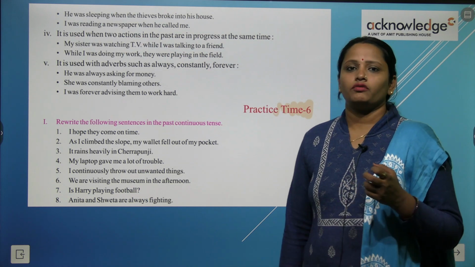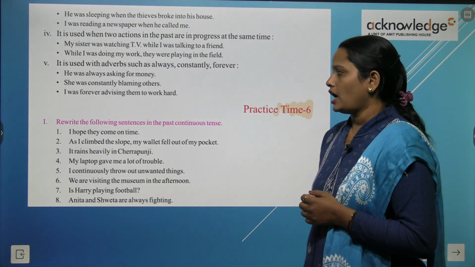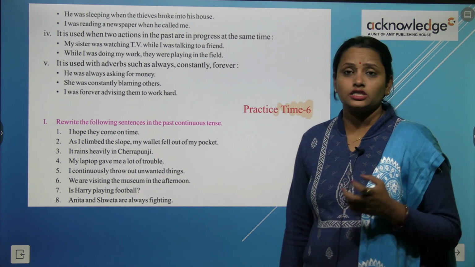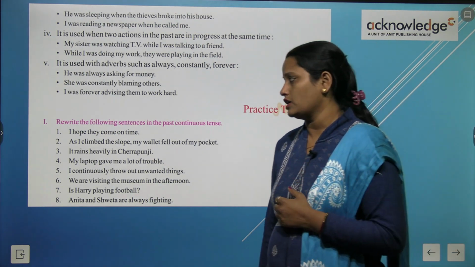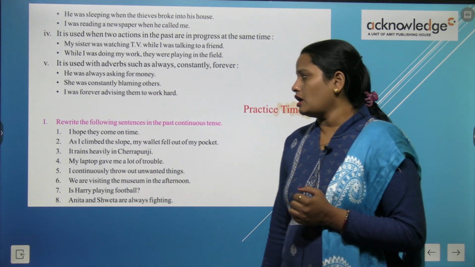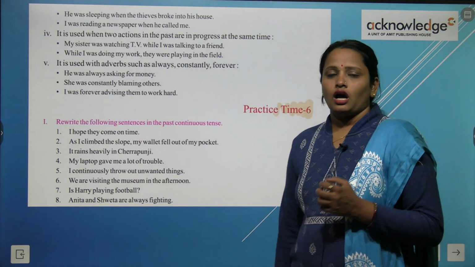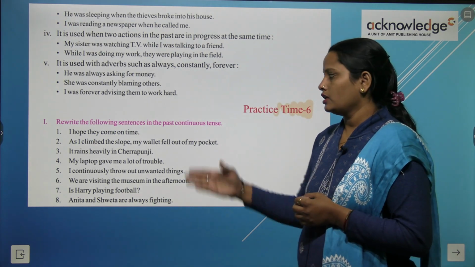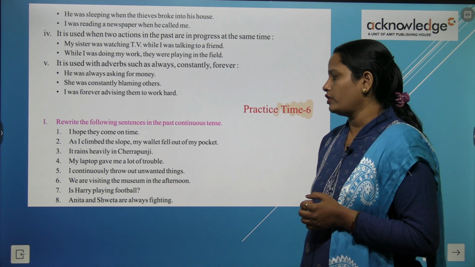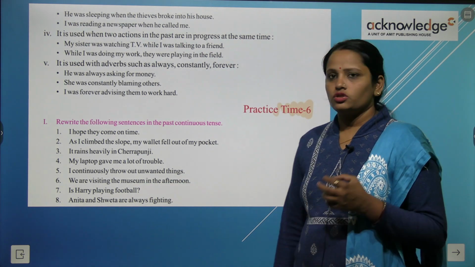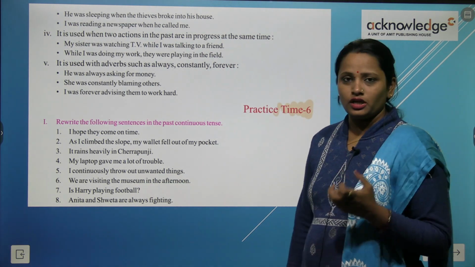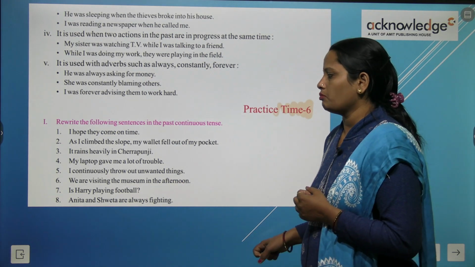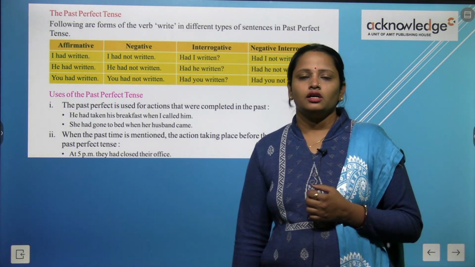Now here children we have to do the book exercise. And the exercises, here we have to rewrite the following sentences into past continuous tense or past progressive tense. I hope they come on time. So, I was hoping they would come on time. As I climbed the slope, my wallet fell out of my pocket. So, as I was climbing the slope, my wallet fell out of my pocket. So, like this, complete the rest of the exercise.